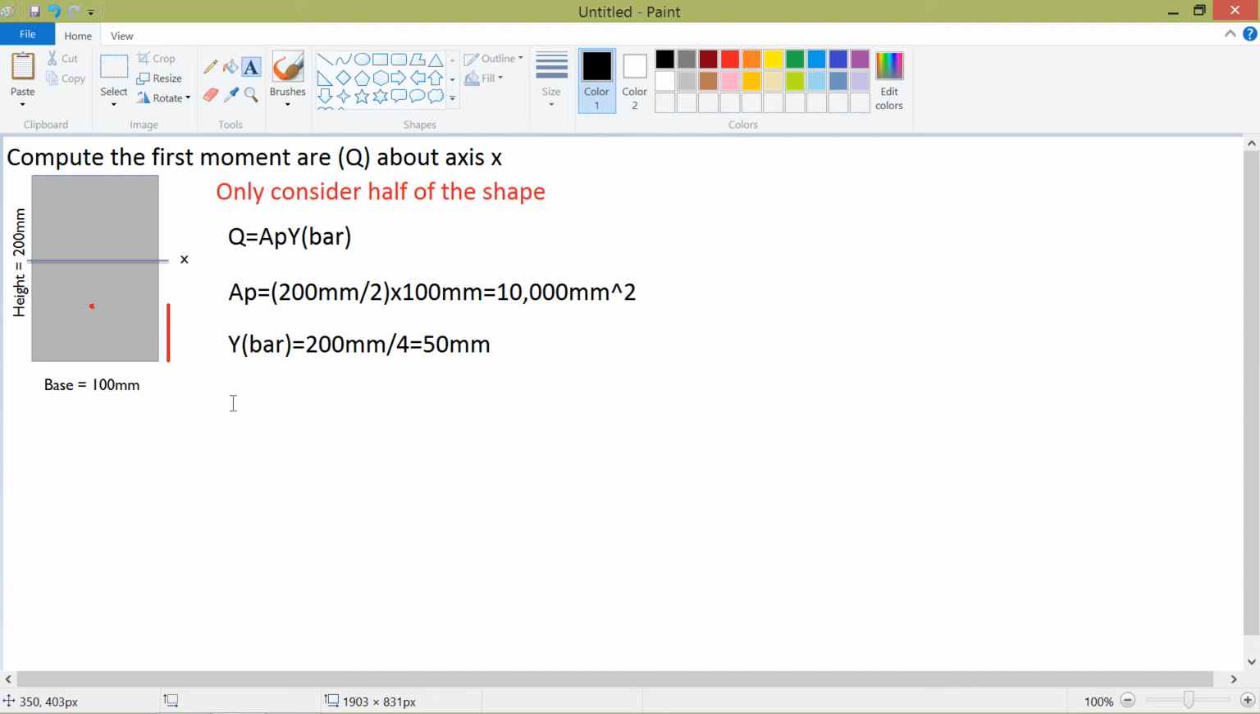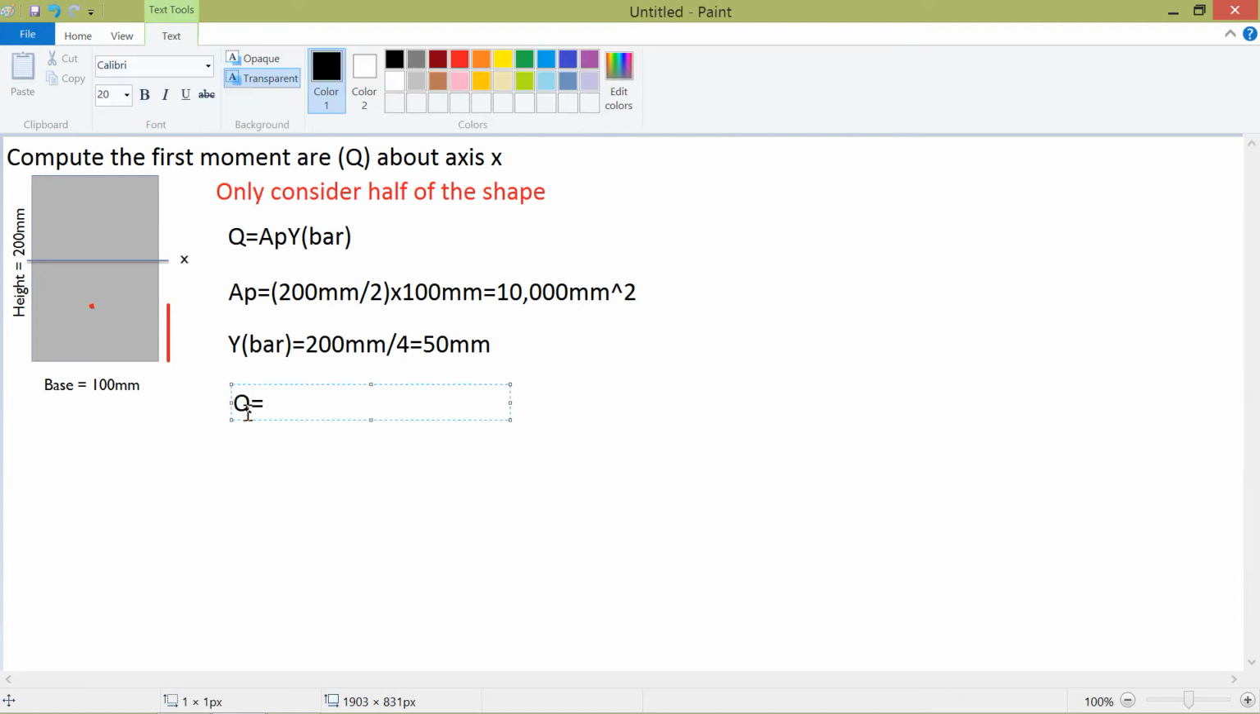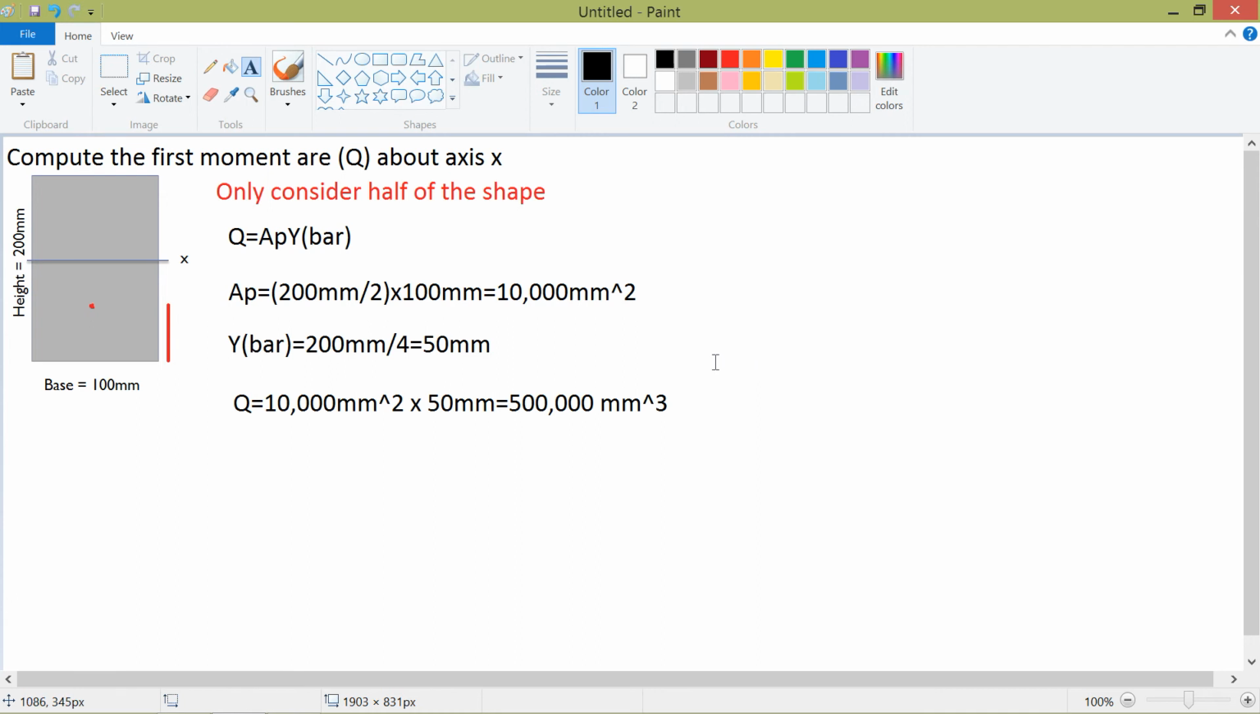Now that I've figured out both of those, Q is just equal to 10,000 millimeters squared times 50 millimeters, and I just plug that into my calculator, and I will get 500,000. What should my units be? Well, it's millimeters squared times millimeters. So Q is in length to the third power. If we're working with inches, it'll be inches to the third. If we're working with feet, it'll be feet to the third. And that's how we do Q.